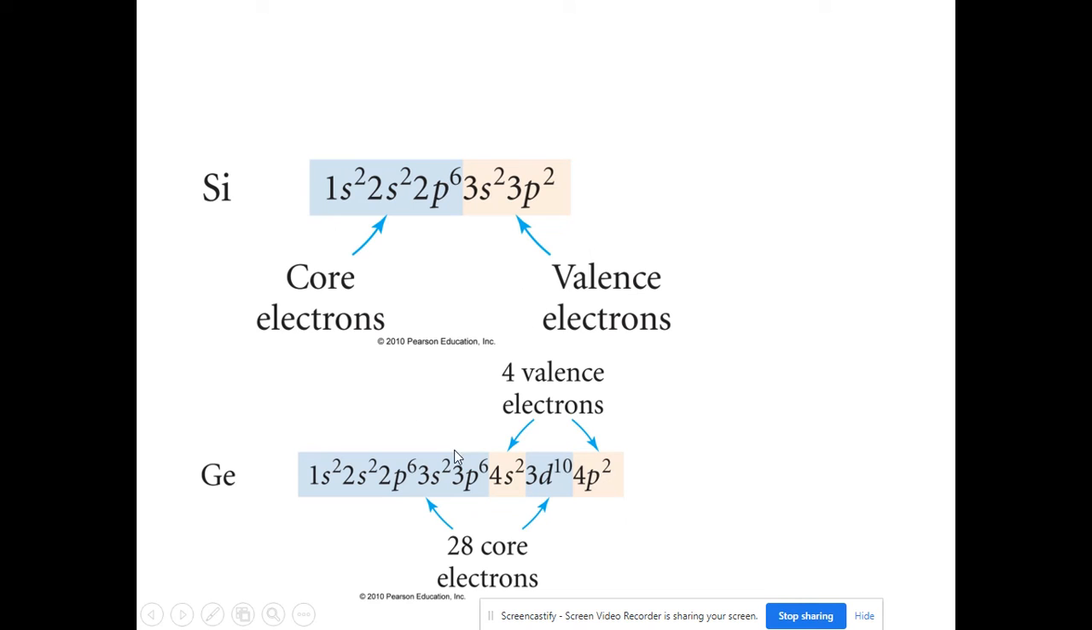We look at germanium. Germanium ends in 4s2, 3d10, 4p2. Only the fourth energy level, the 4s2 and 4p2, are called the valence electrons, so it also has 4 valence electrons. All the remaining electrons, all the way up from 3p6 to 3d10, are the core electrons. So germanium has 28 core electrons.